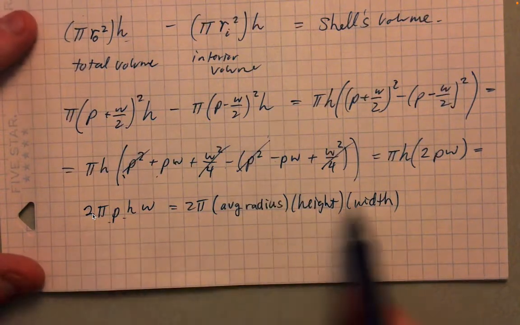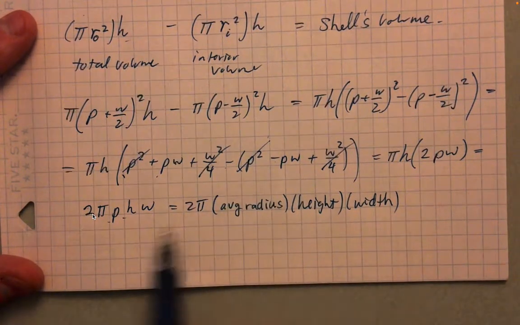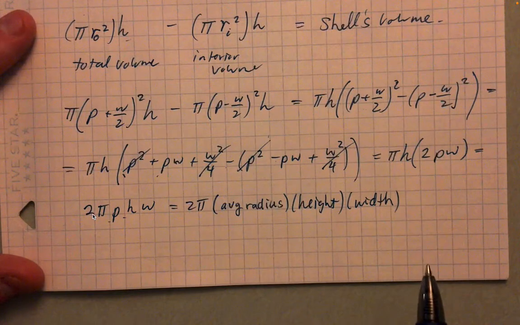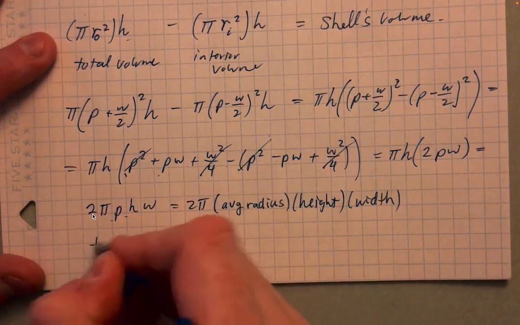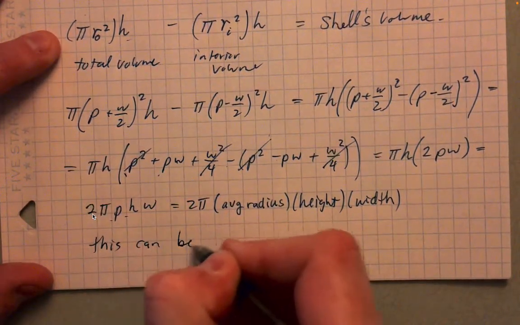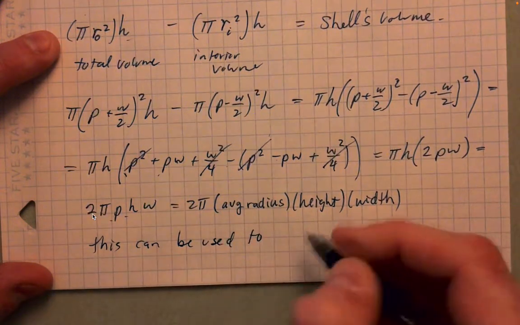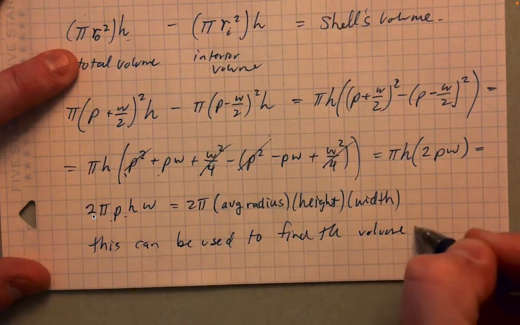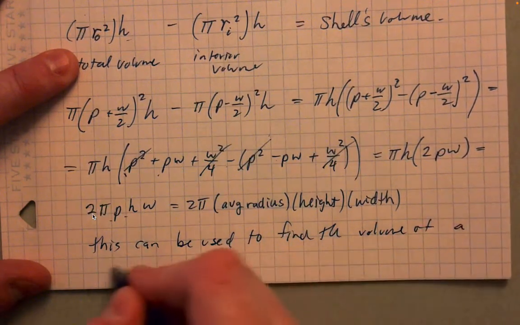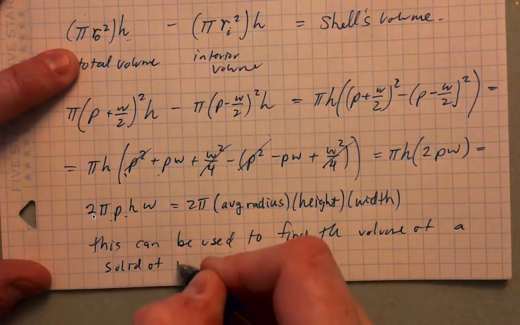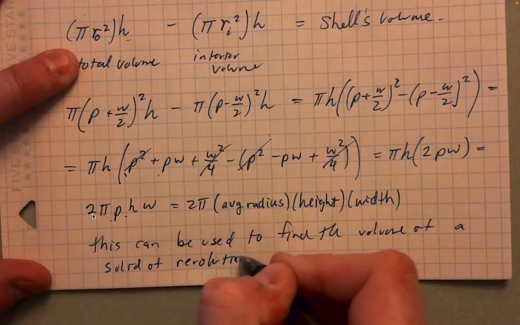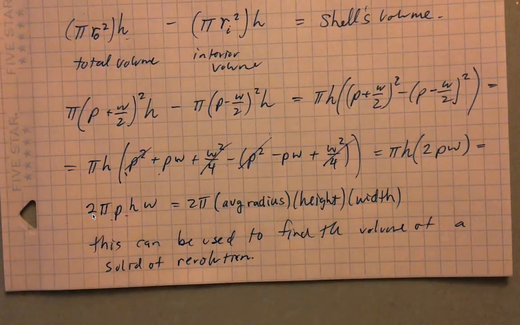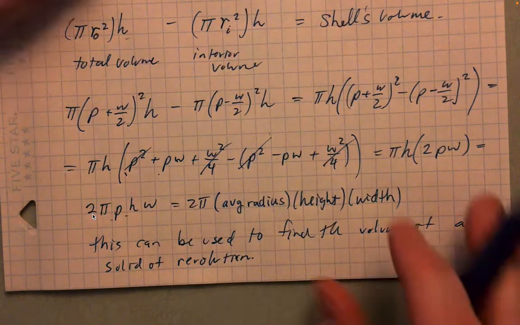So this is the basic setup. This is what we're going to use to derive this volume formula. So this can be used to find the volume of a solid of revolution. This is the big starting point for the shell method. Let's talk through it in a little bit more detail.